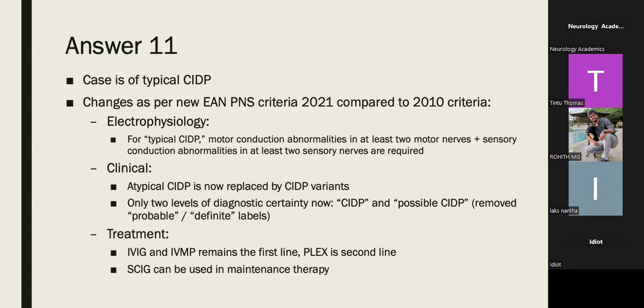The electrophysiological change for typical CIDP was that they moved sensory conduction abnormality in at least 2 sensory nerves from the supportive criteria to the required criteria. Clinical and therapeutic changes were also made. Atypical CIDP was replaced by CIDP variants, and only 2 levels of diagnostic certainty remain now, that is CIDP and possible CIDP. They removed the previous terms like probable and definite. Therapy-wise, the main thing was that subcutaneous IVIG can be used in maintenance therapy, which they introduced, and IVIG and IVMP remain the first line and plasma exchange the second line.